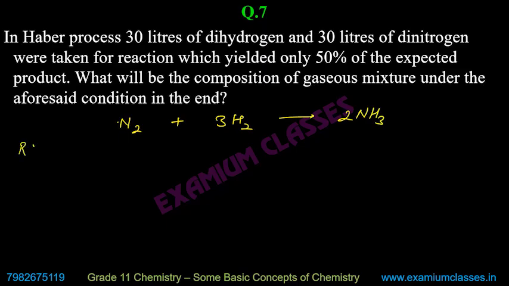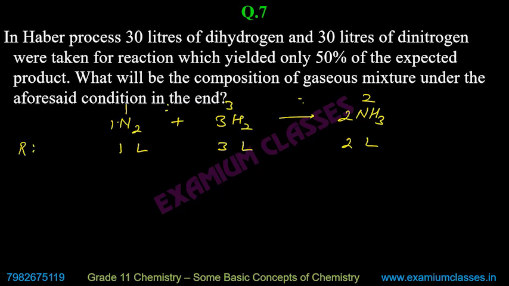Now, as per the reaction, if I have 1 liter of nitrogen and 3 liters of hydrogen, when they are consumed completely, they will give me 2 liters of ammonia. Okay. 1:3:2 ratio is there. 1 is there, not written. So it is 1:3:2. So we know this relationship. 1 liter of nitrogen will react with 3 liters of hydrogen and will give 2 liters of ammonia.